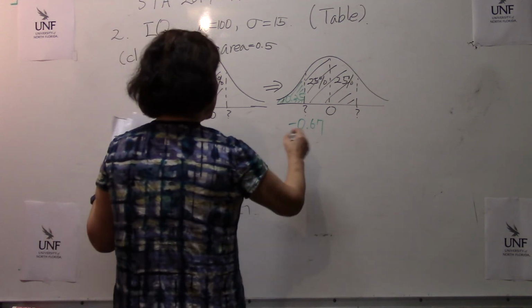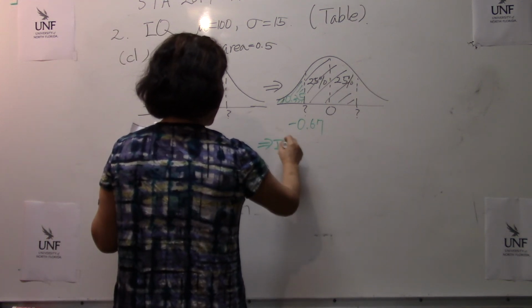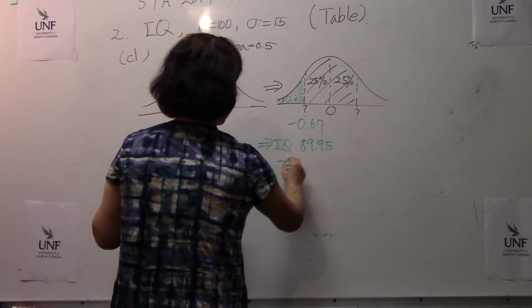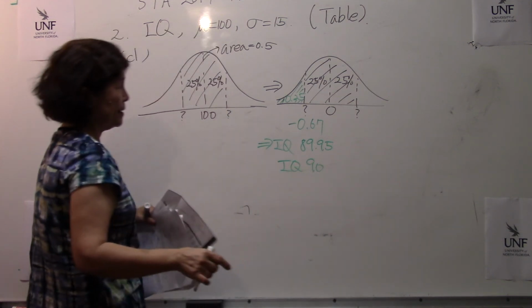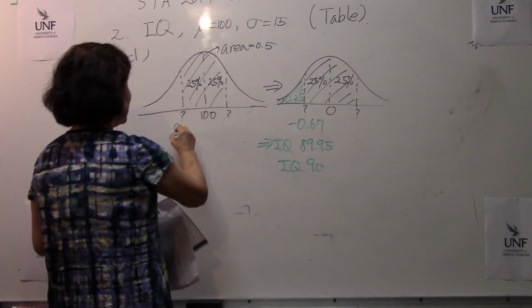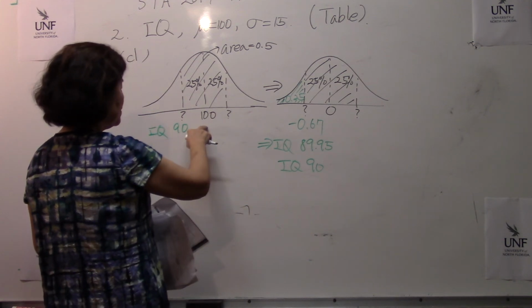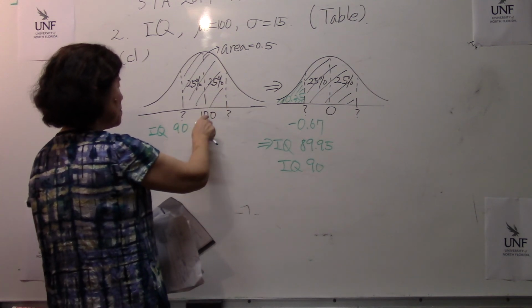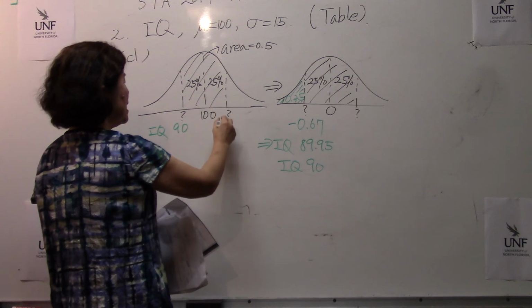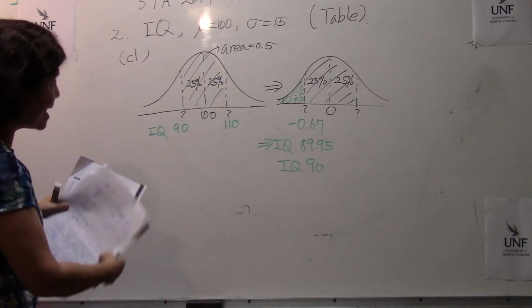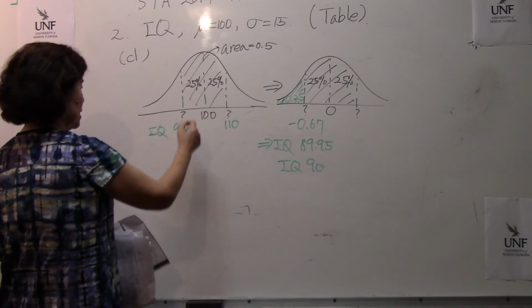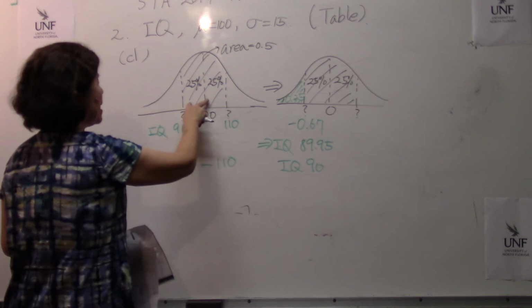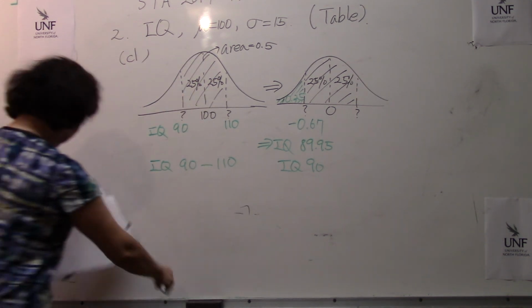So what is the x score? In terms of IQ, IQ is going to be 89.95. Therefore, I can say IQ is 90. Well, so IQ is 90 over here. The difference is 10. So as you see, there is a symmetry. So just 10 below the mean. So now 10 above the mean, that is going to be 110. Okay? So you are going to say IQ of between 90 and 110 will make up middle 50%. Okay.